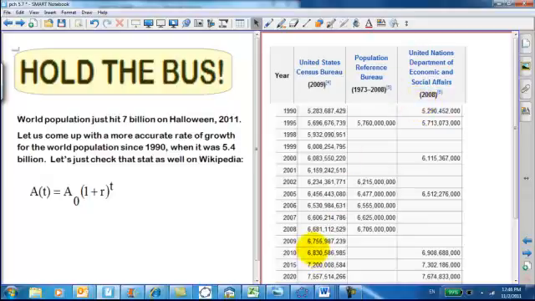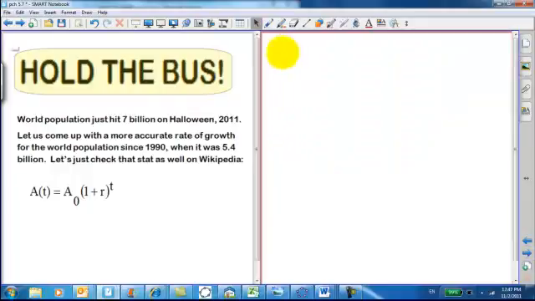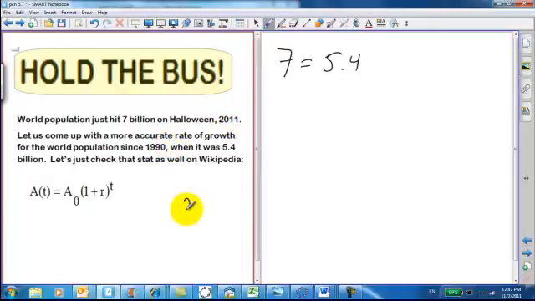So, and like here, they did a good job predicting whenever this came out. Somewhere between 2010 and 2015, we hit 7 billion. So it happened in 2011. So let's see what population growth has been. And to do that, we can use this again and say, if we hit 7 billion, and we start off at 5.4 billion, and that was from 1990 to 2011. 2011 minus 1990 is 21 years.